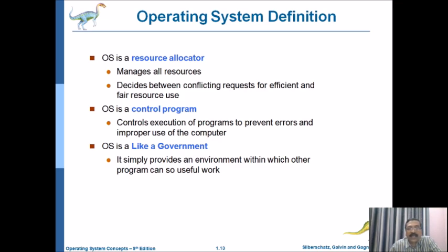It simply provides an environment within which other programs can do useful work. So it will give an environment for others to work efficiently with a computer. What is the government's job? A government provides support to all. In the same way, OS is like a government.